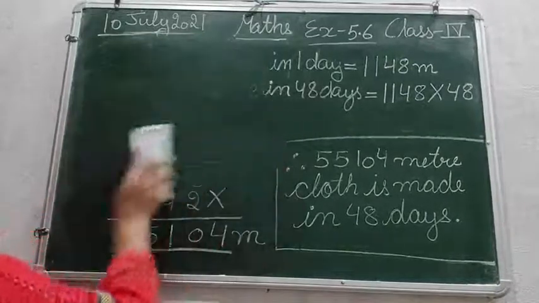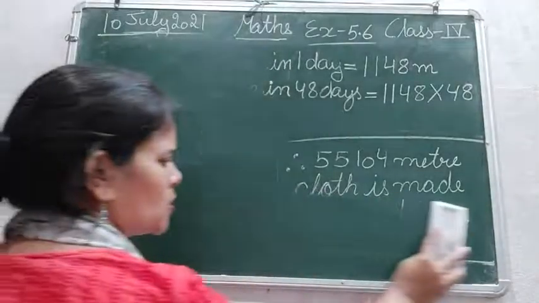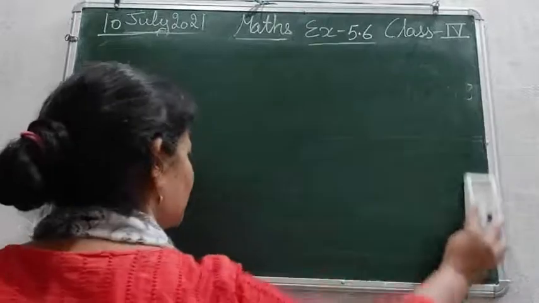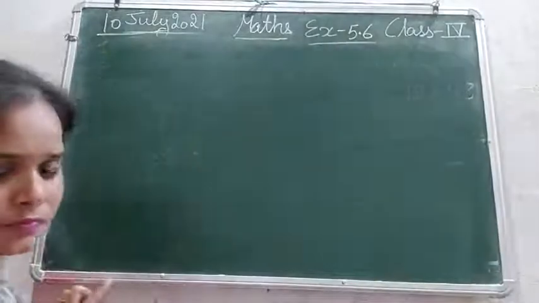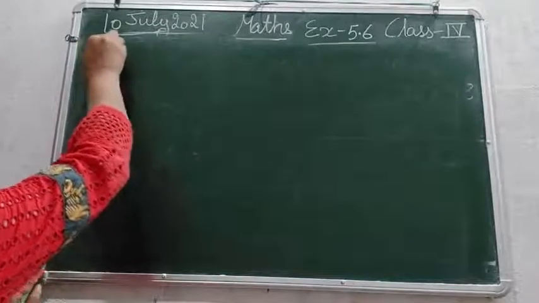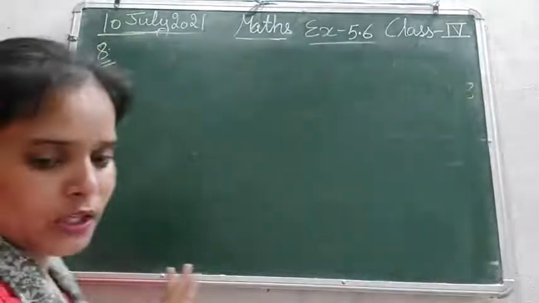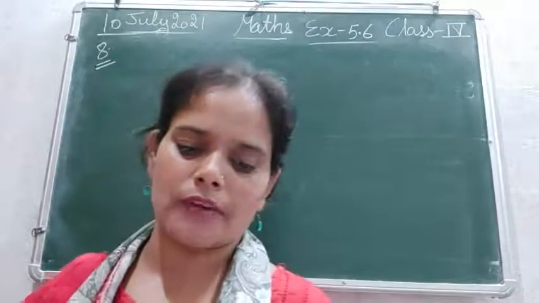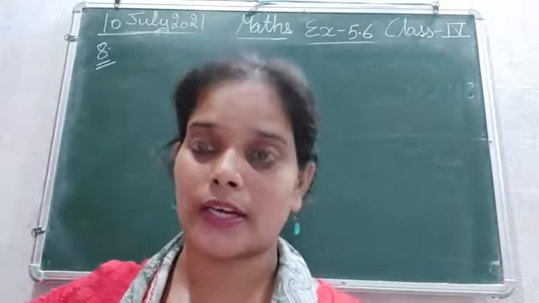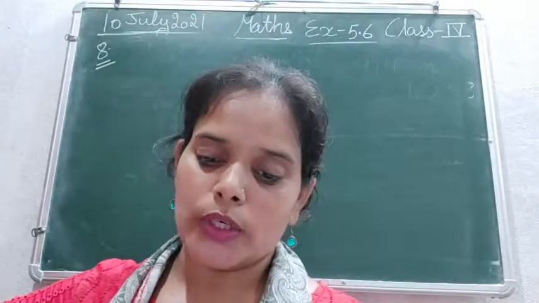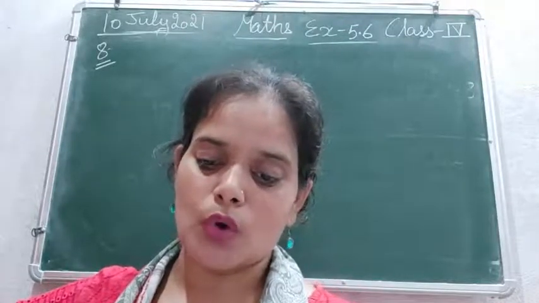The next question is question number 8. So now we are moving to the next question, that is the 8th one. The question number 8 is, the water capacity of a tank is 1325 liters. Find the total capacity of 74 such tanks.